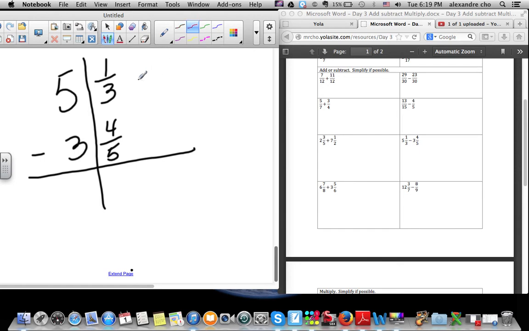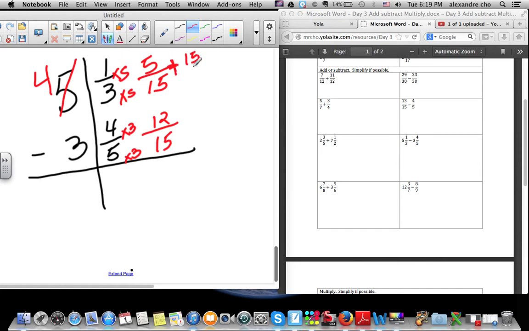15. So 15 is the LCM times 3. So therefore times 3 on the top, which is 12, times 5, which is 5 at the top, which is 5. And yes, I was right. You need to borrow. So we're going to take from the 5, we're going to ask for 1 unit, 1 whole, and we're going to throw it this way. So we're going to add what? We're going to be adding 15 over 15. The 15 over 15 is a whole.